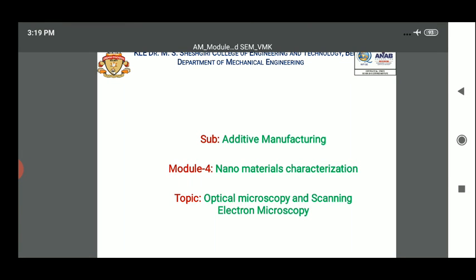So, in additive manufacturing, we are studying module 4, that is nanomaterials characterization. And today's topic is optical microscopy and scanning electron microscopy.